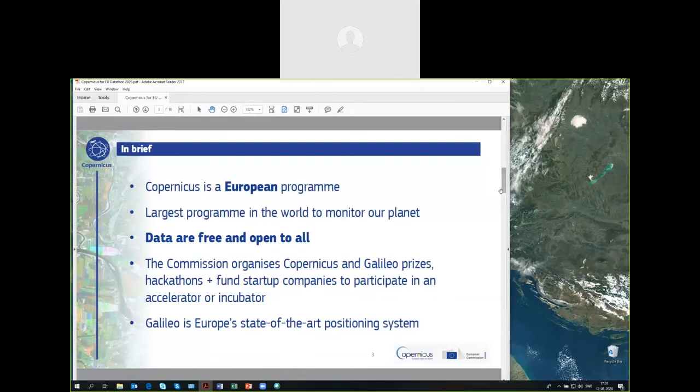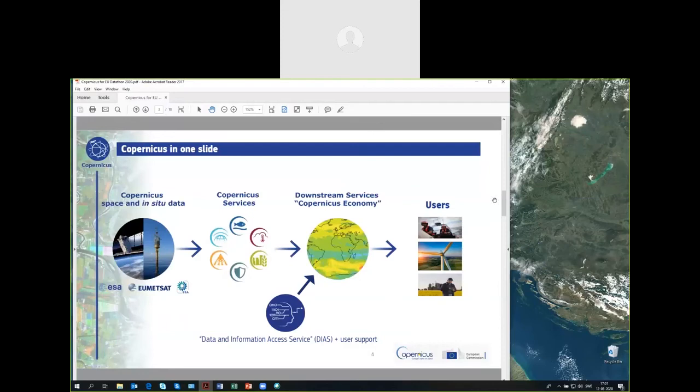And I should also mention that Galileo is a positioning system. It's a state-of-the-art positioning system, a bit like the American GPS. And sometimes you may need to combine the satellite images with positioning in order to get the information that you would like to. In a very quick overview, Copernicus uses both satellite images and data coming from ground stations that we call in situ data. And we have six basic or core services which are used to monitor the state of the oceans, land, the atmosphere, emergencies, and so on.